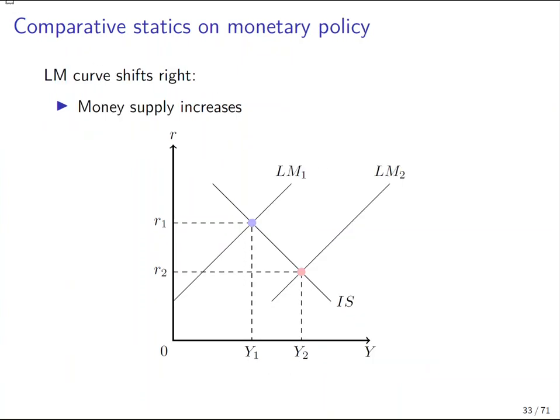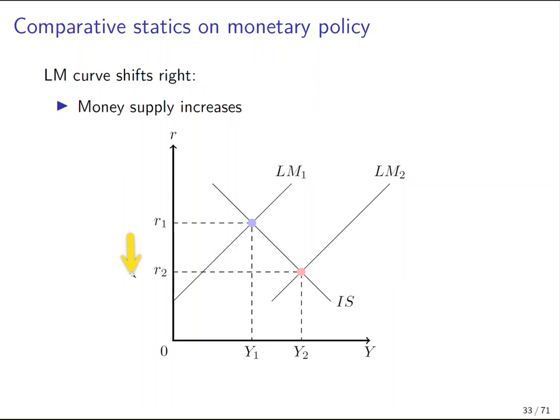Okay, and what about the comparative statics on monetary policy? The central bank prints more money. Remember, if they print more money, the LM curve will shift to the right-hand side, and that means in the equilibrium, the interest rate will go down and output will go up. So it does suggest monetary policy can do a similar thing to fiscal policy, and the benefit is the interest rate is going to drop.